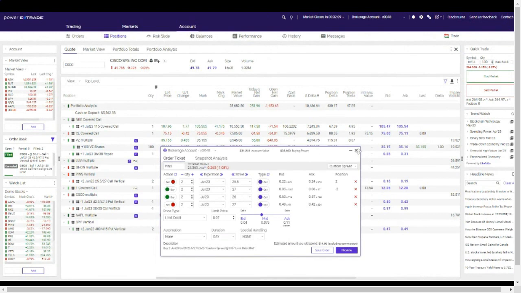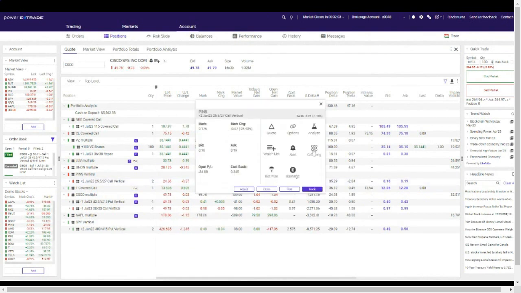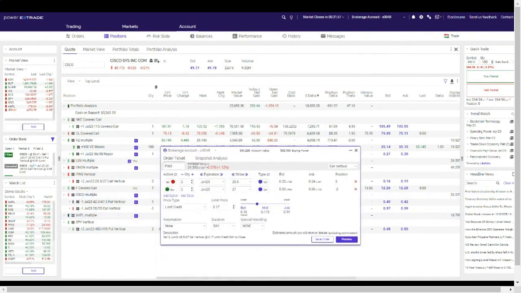So anyway, this action box in Power E-Trade gives the user such power to be able to so quickly monitor, manage, and take care of the positions that they have in their account.